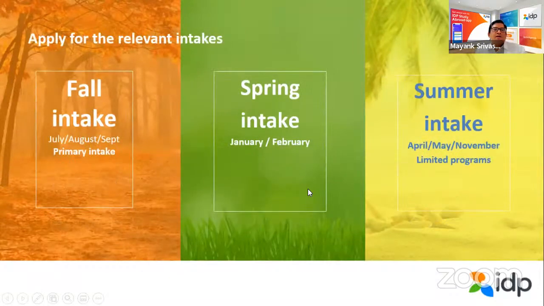So basically, all the universities conduct only three intakes: fall intake, spring intake, and summer intake. Fall is the largest, primary intake, starting in July, August, September. Spring is for students who do not get the opportunity to be admitted in fall; they can apply for spring, in January and February. And summer is the smallest intake, in April, May, and November. November is also a limited intake, and limited programs in universities and colleges are available in the summer intake.